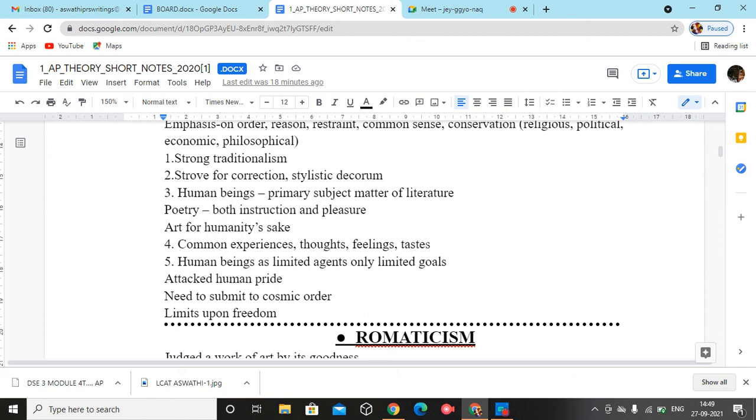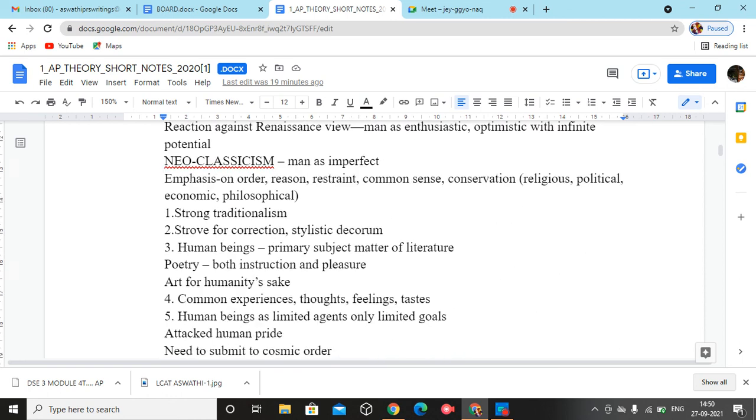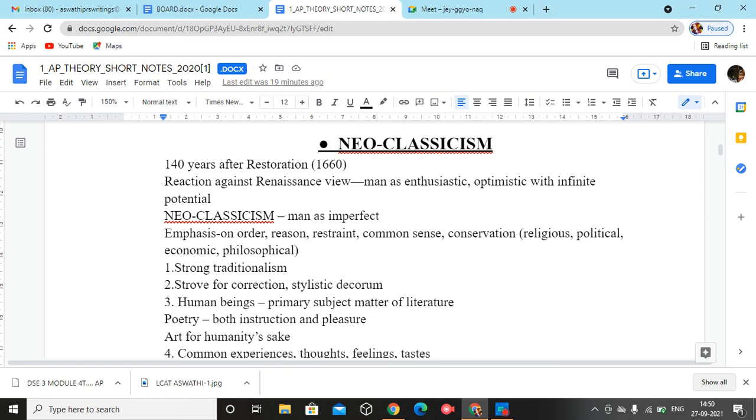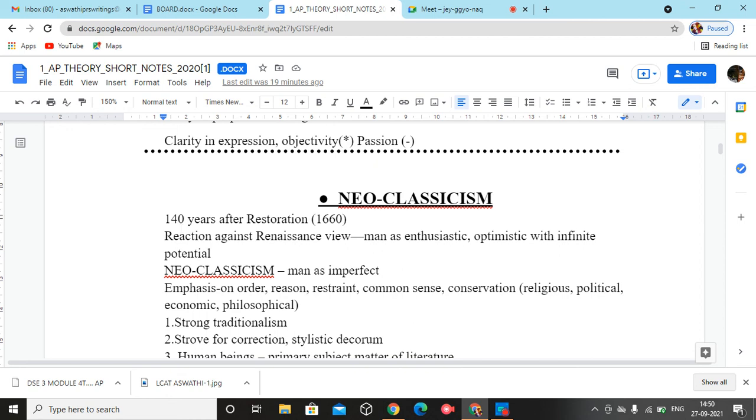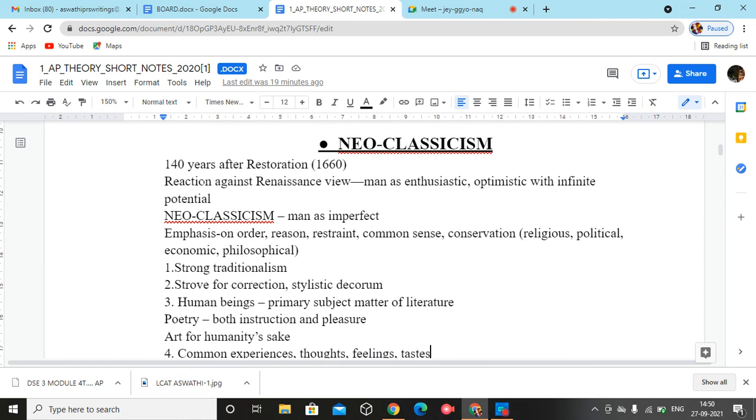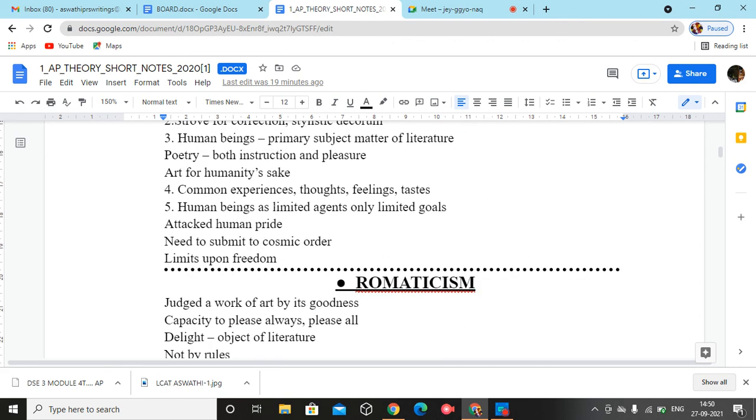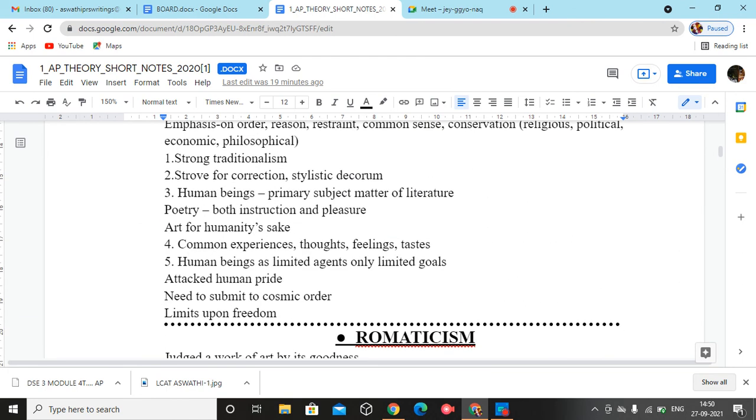All these are taken together. And human beings as limited agents and only with limited goals. So they want to assert again and again that human beings are limited agents with limited goals only. So it attacked the human pride. Actually, it's an attack on human pride because even before this you have Renaissance humanism, Renaissance spirit with a lot of freedom of expression, a lot of art flourishing in general. But you're going back to a classic way of thinking.